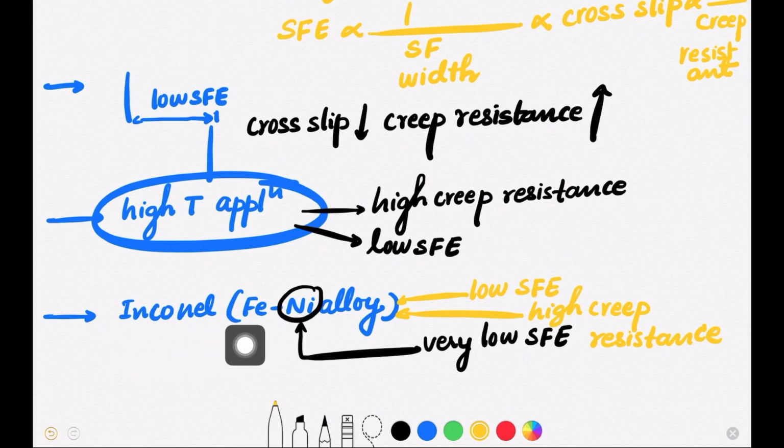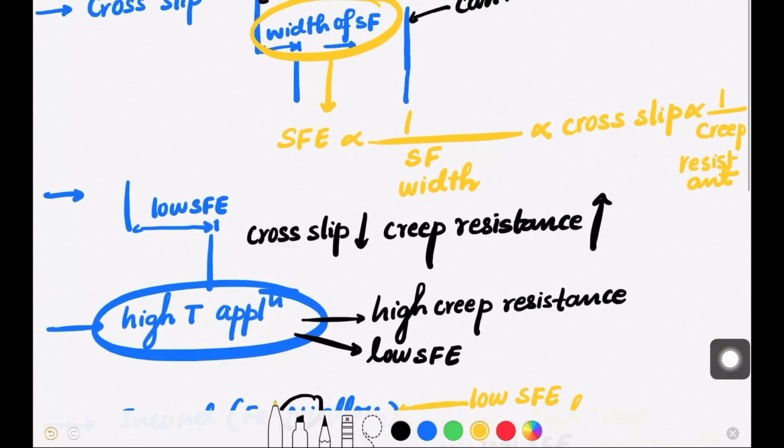So Inconel, the iron-nickel alloy, can be used for high temperature applications because it has nickel in it, and nickel is responsible for imparting these properties. Nickel has very low stacking fault energy, and hence this alloy will have low stacking fault energy. And if it has low stacking fault energy, then cross slip will be difficult, and hence creep resistance will be more. So this is all about stacking faults.